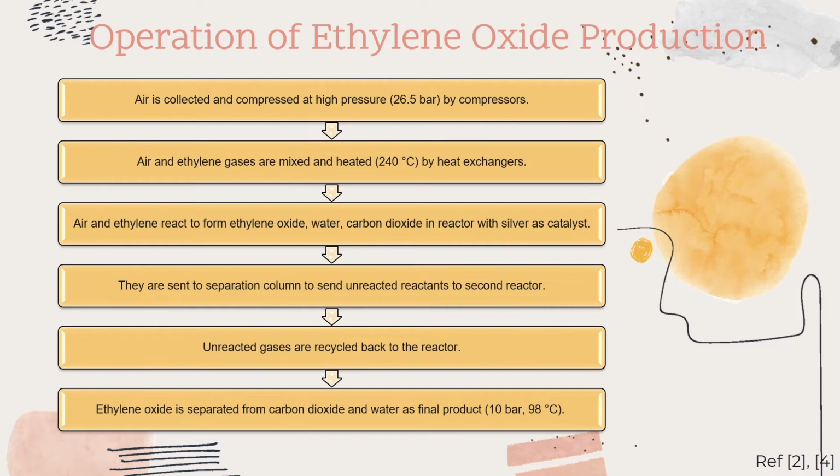The products are then sent to a separation column to recycle the unreacted reactants to a second reactor, and the unreacted gases are recycled back to the reactor. Lastly, ethylene oxide is separated from carbon dioxide and water as final product at 10 bar and 98 degrees Celsius.